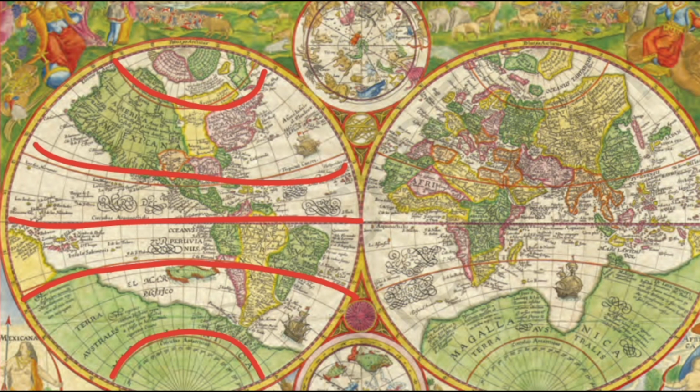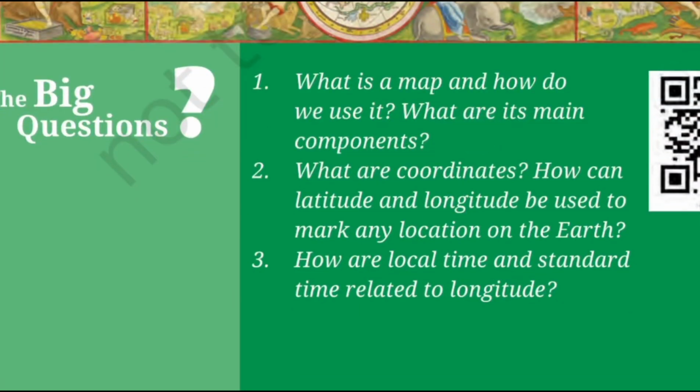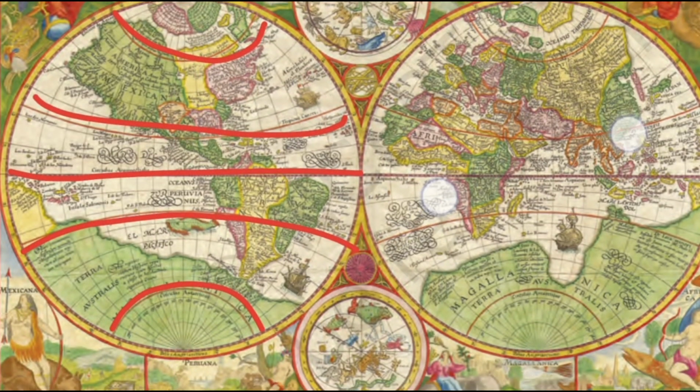So these lines which are passing from left to right, or which are passing parallelly, these lines are parallel actually. These lines are called latitude. What is the name? Latitude. Here it is given latitude. Then something called longitude. Longitude means there are some lines which are passing from up to down.